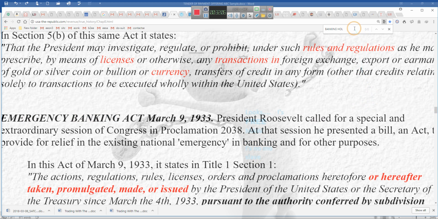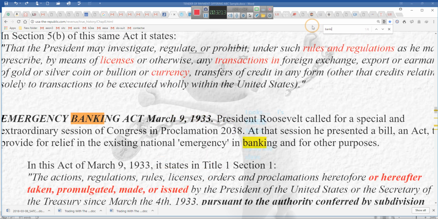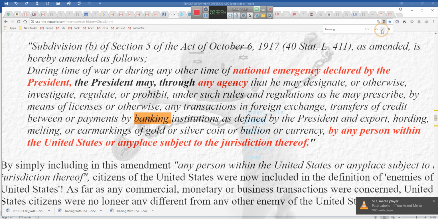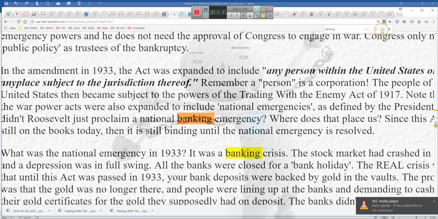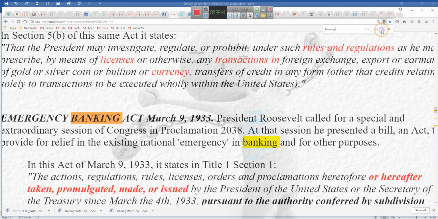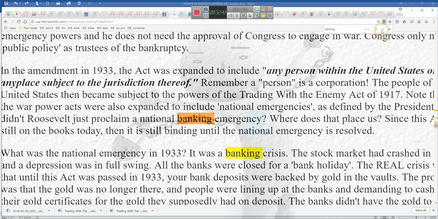I know the word banking holiday is in here. Well, okay, let's see if we get our banking holiday. Because that's the whole proclamation of the act was banking holiday. Because the declaration was the president declaring a banking holiday. I know it's in the U.S. bankruptcy document. Nope, no banking holiday. Oh, there it is right there. Oh, bank holiday. It didn't say banking. I added ING.